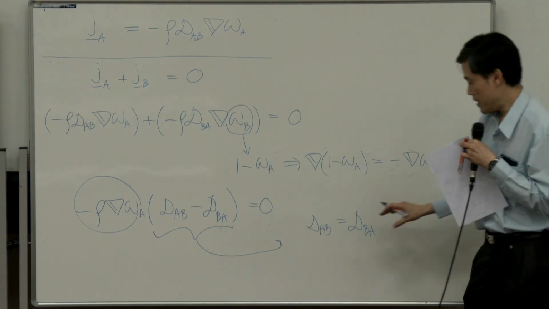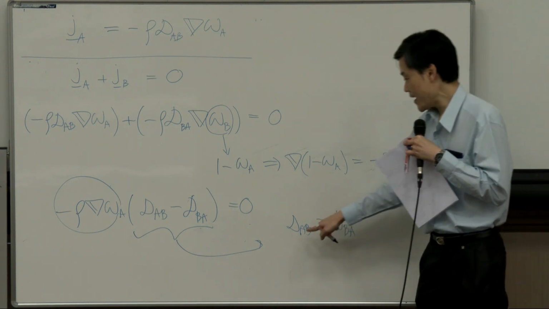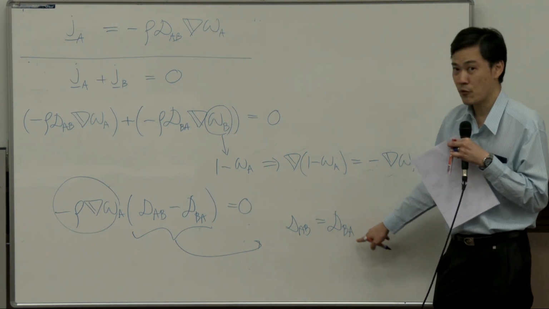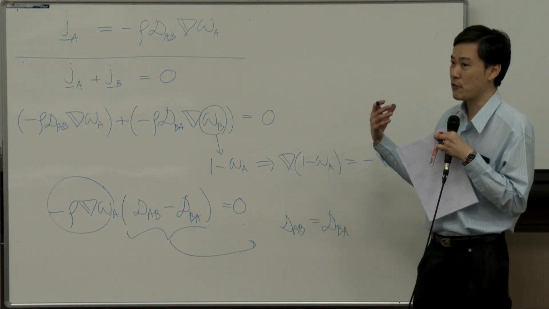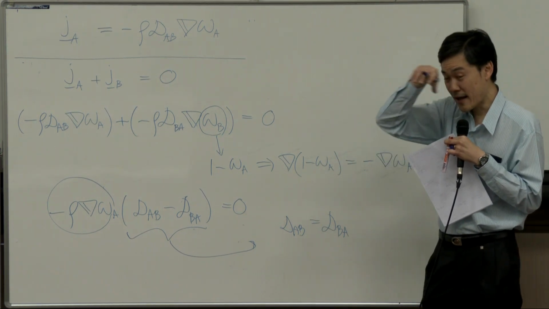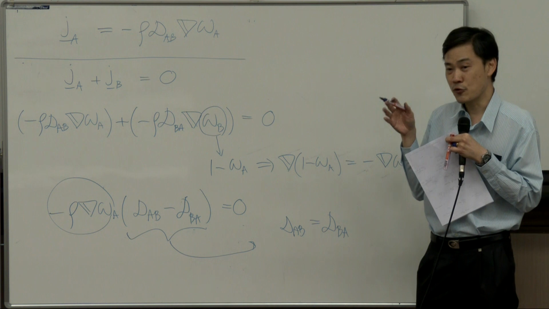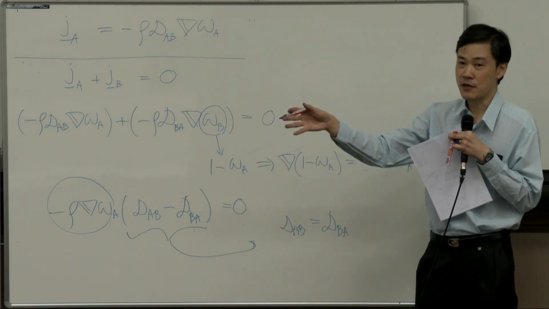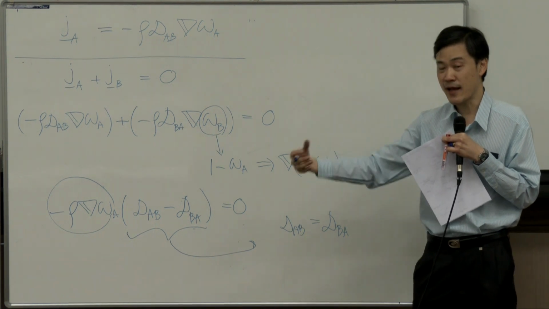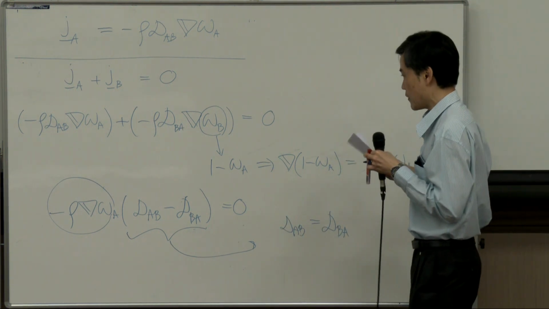What does it mean, DAB equal to DBA? It means that the way A moves through a crowd of B would be the same as the way B would move through a crowd of A. So imagine you go through a bus terminal or subway and you have a lot of people going out from the subway and you want to go in. The experience of you going through the crowd into the bus or into the train would be the same as the experience of people from the train going out through you. That's the reason. That's the explanation. All right?